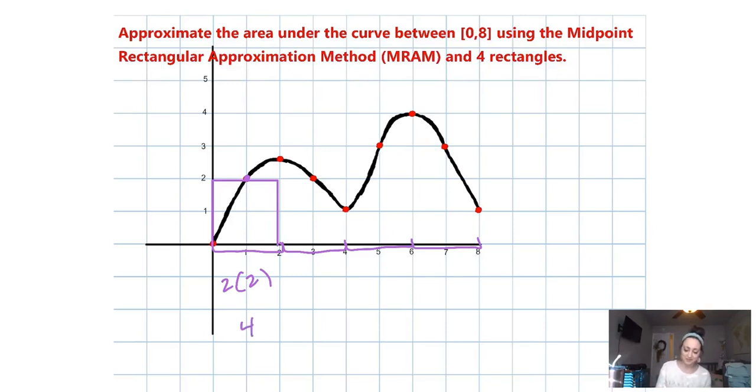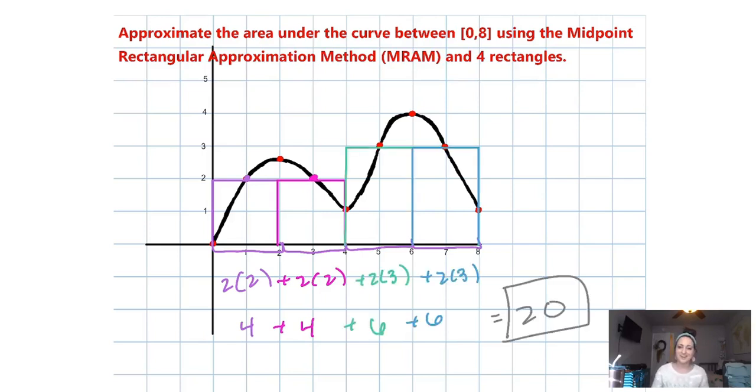Let's do one more together. So the next subinterval goes from x equals 2 to 4. The midpoint is 3. So when x is 3, y is up here, y is 2. So I'm going to create a horizontal line, so y value of 2 for that entire x interval, okay? So base is 2, height is 2 again for another area of 4. All right, pause on your screen, see if you can try the next 2 rectangles on your own. And I got 20 for this approximation method.